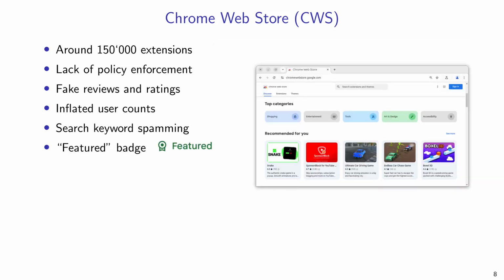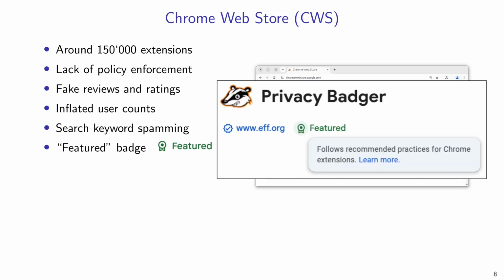Then, the featured badge is meant to provide assurance about the quality of the extension. The Privacy Badger extension has the featured badge, and it states that the extension follows recommended practices for Chrome extensions. In practice, however, this is a weak security indicator as it is relatively easy to obtain it. In fact, authors of malicious extensions often put extra effort into obtaining this badge, as it also affects the ranking of the extension.